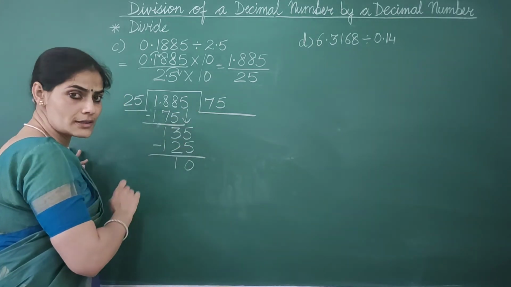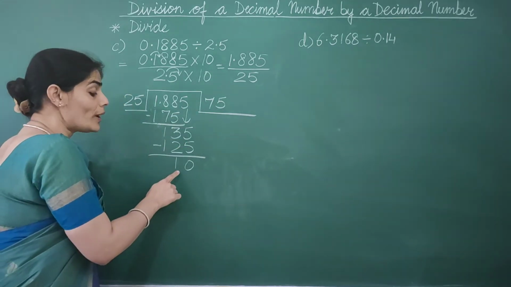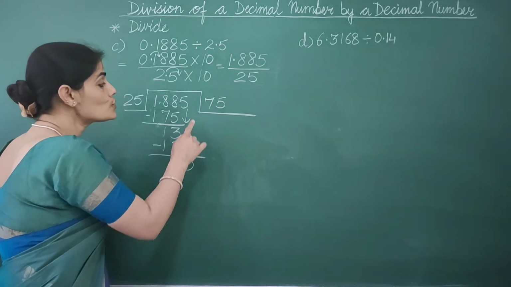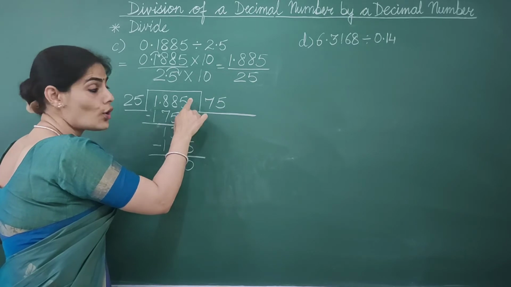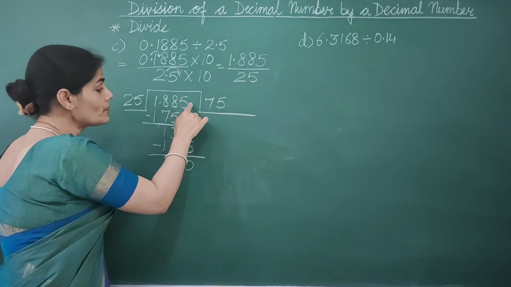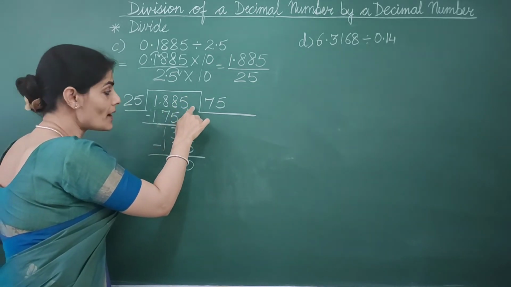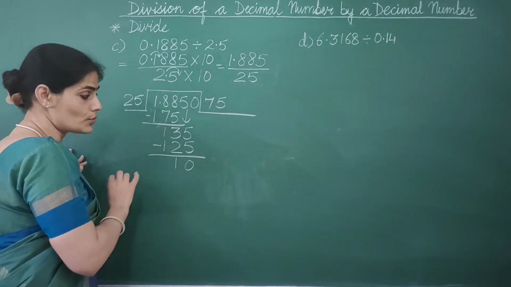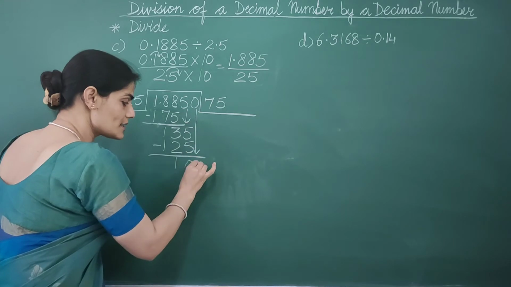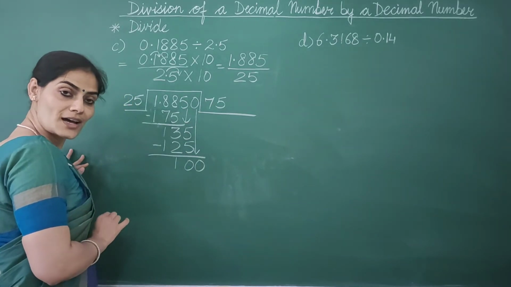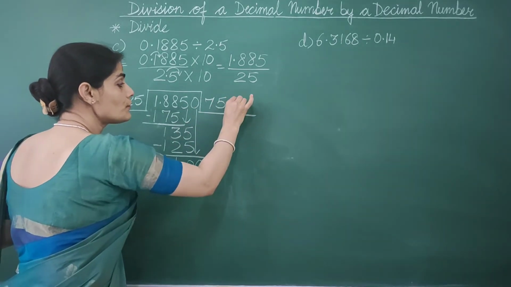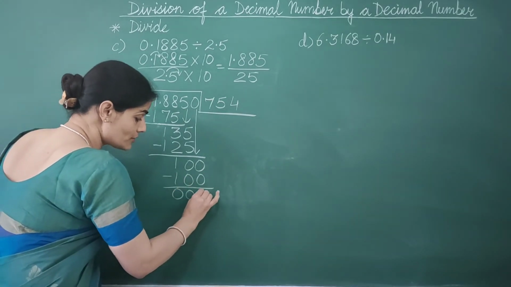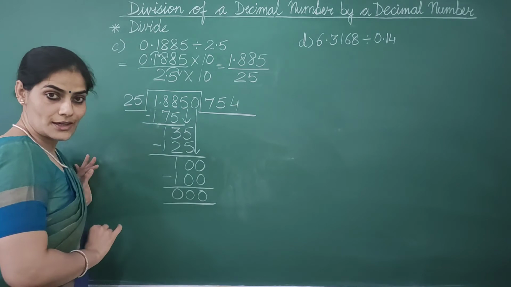And there is no other digit to be brought down. Whenever the remainder is a non-zero number, we insert a 0 in the decimal part of the dividend. So I put 1 0 here and I bring it down. Now we have 100, and 25 fours gives us 100. Now the remainder is 0.